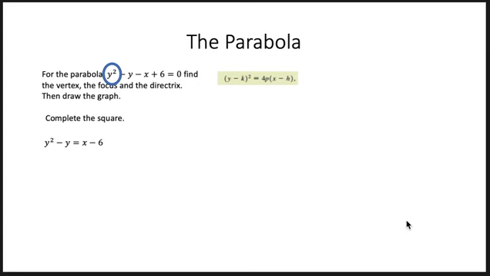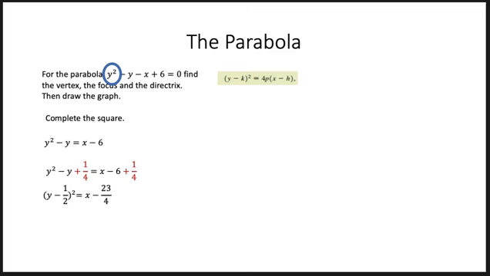So I put y squared minus y on one side. I added x and subtracted 6 to the other. What should I add to the left and the right side of the equation? Half of 1 squared. Half of 1 is 1/2, and 1/2 squared is 1/4. So I'm going to add 1/4 to both sides of the equation. So I get y minus 1/2 squared is equal to x minus 23/4.